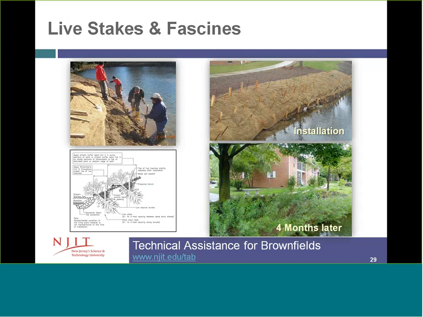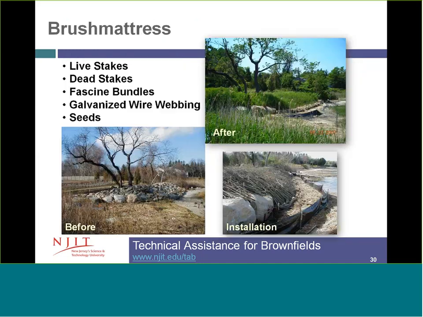Live stakes are the same thing seen earlier with the cut dormant stakes that are placed into the ground. When they get inserted 2/3 into the ground, the lower portion grows roots, and then the roots become the stabilizer for the slope. The upper portion sprouts into a living shrub. So you can see the installation on the upper right, and then 4 months later, how that installation turned into basically a green living wall. Brush mattresses you saw in the earlier slide.